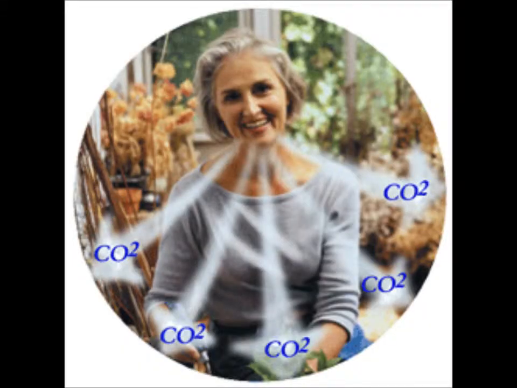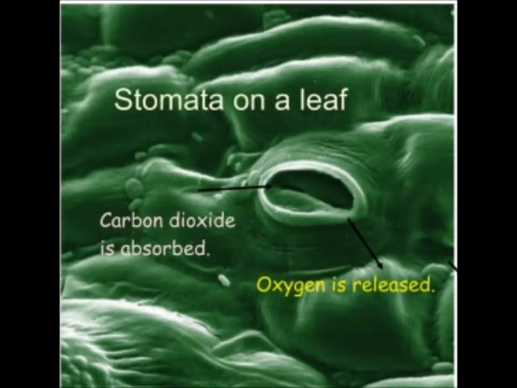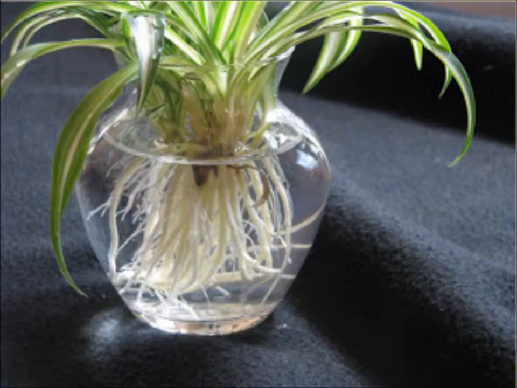Carbon dioxide is found in the air. Animals actually exhale carbon dioxide. Plants have tiny openings on their leaves. It's through these openings that they draw in carbon dioxide. The plant also takes in water through its roots, and next the plant needs to have light.